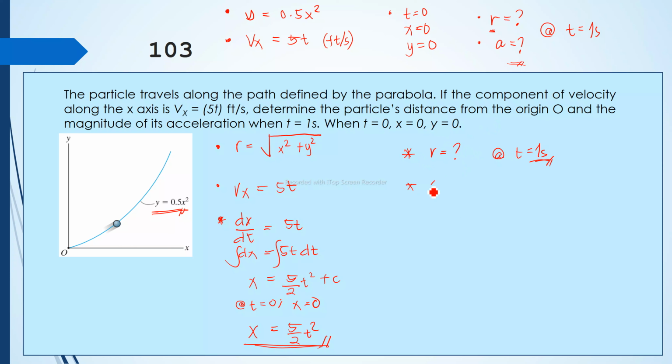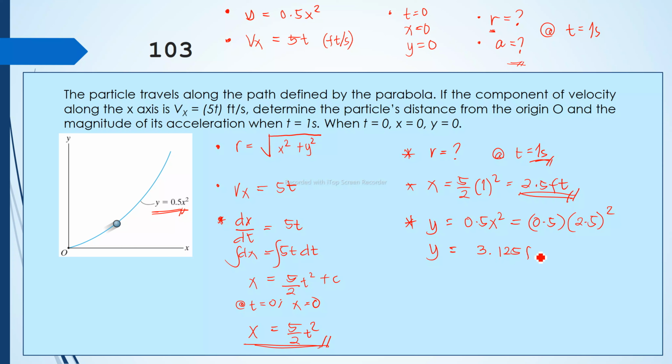We can now solve x: x is equal to 5 over 2 times 1 squared, that is just equal to 2.5 feet. How about y? y is just equal to 0.5 x squared. You just substitute the value of x, that is 0.5 times 2.5 squared. Then we can find the value of y, which is equal to 3.125 feet.